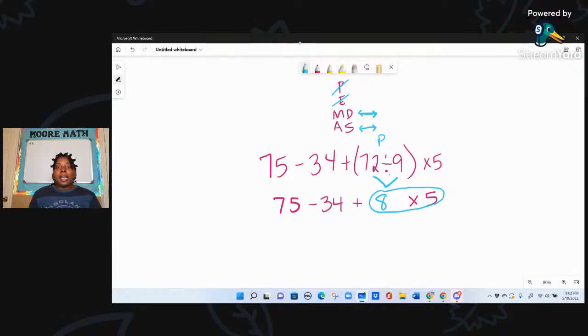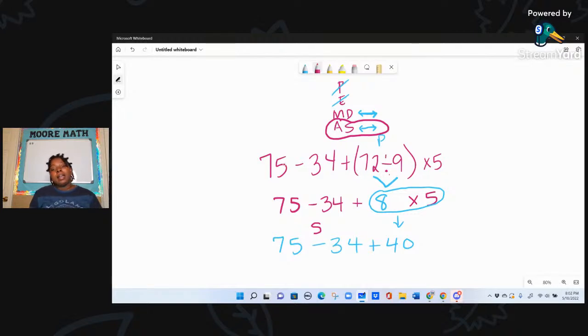Okay. So 8 times 5 is 40. 75 minus 34 plus 40. And then bring down the numbers you haven't used yet. Okay. So once again, it's going to look like addition comes before subtraction, but it does not. Whichever one shows up from left to right, that's what we do. They are equal. They're on the same level. All right. So since subtraction showed up first, that's what I'm going to do first.